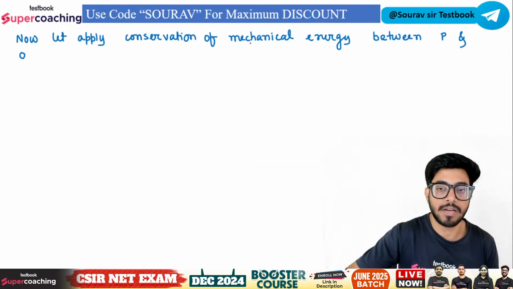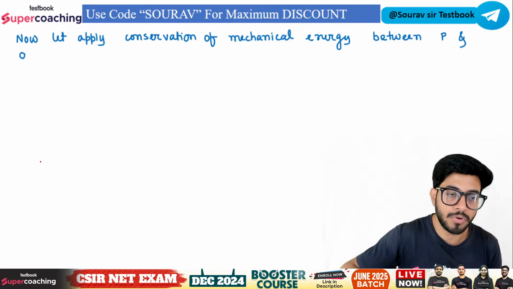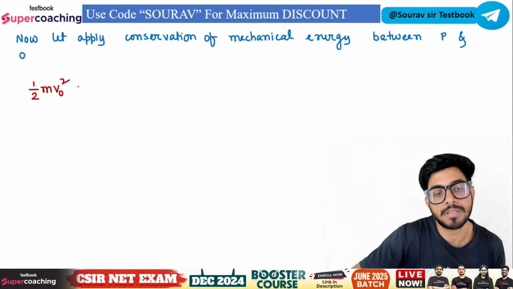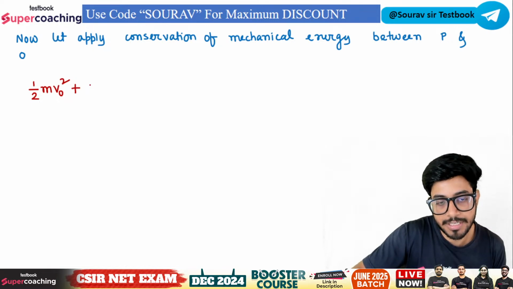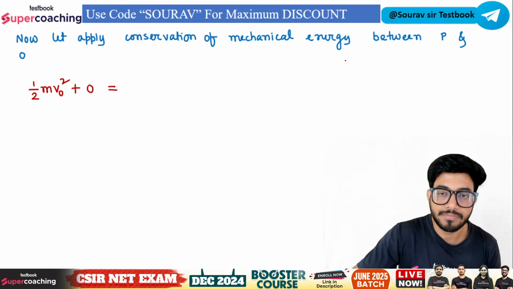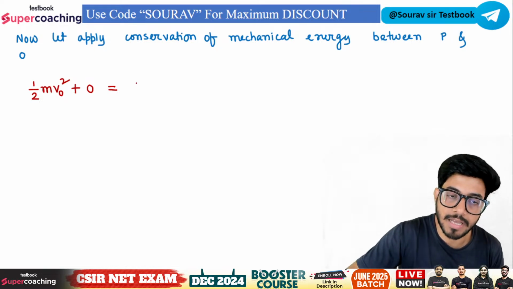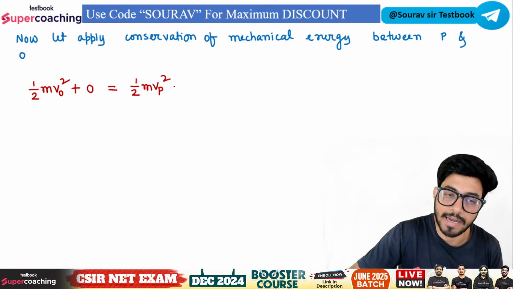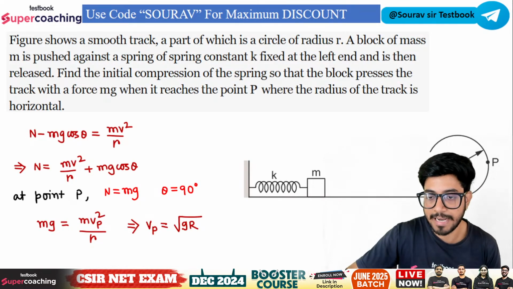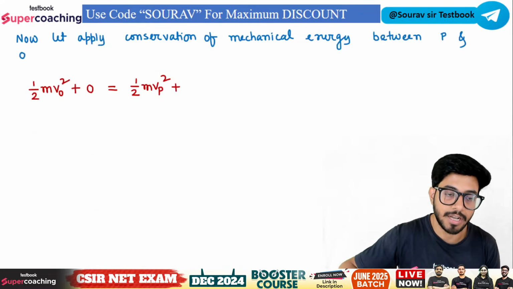So I can write it down as: at the point O, half m vO square plus potential energy, which is 0 there, should be equal to, at the point P, half m vP square, the kinetic energy, plus the potential energy. At the point P, this height is equal to R, so mgR.